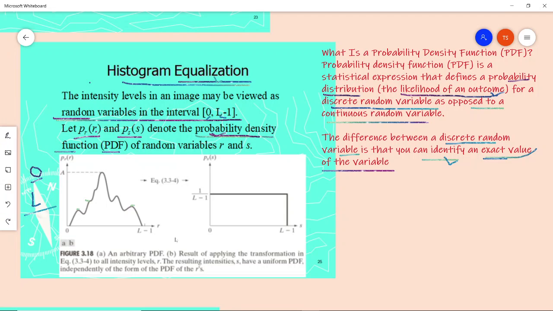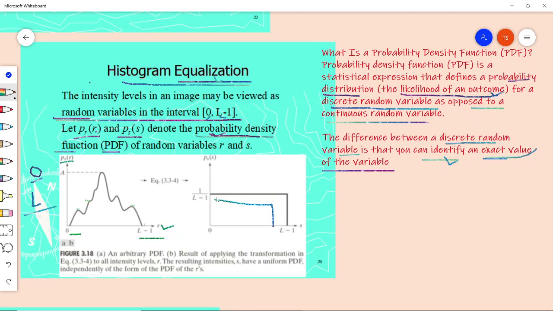Okay, so see this. This is an arbitrary probability density function, and here the range is 0 to L minus 1. R is the input intensity values, and this is the input intensity value PDF, the probability density function. After applying the transformation upon this, this is the output intensity levels histogram, which, observe here, is equalized.